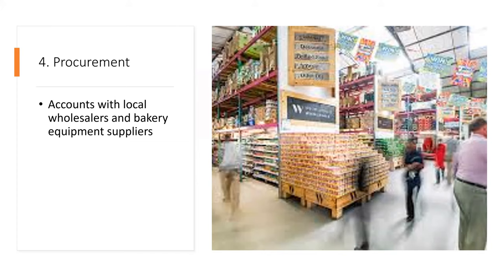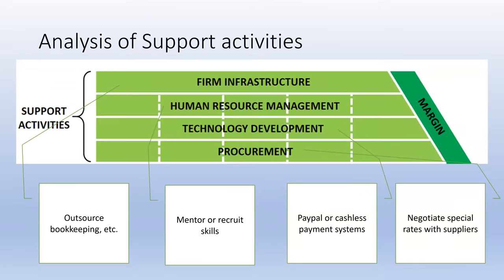So what we're saying here, in your analysis of the support activities, is that there are opportunities in the firm for outsourcing bookkeeping, opportunities for mentoring or recruiting, opportunities in the technology for payment systems, and negotiating favorable rates or services across procurement. But these are indirect costs or indirect value that you're able to generate.